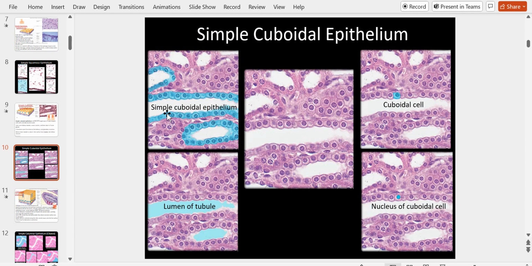And there's some shots of it. Nicely done. Okay, there's your lumen, and there's your simple cuboidal epithelium.